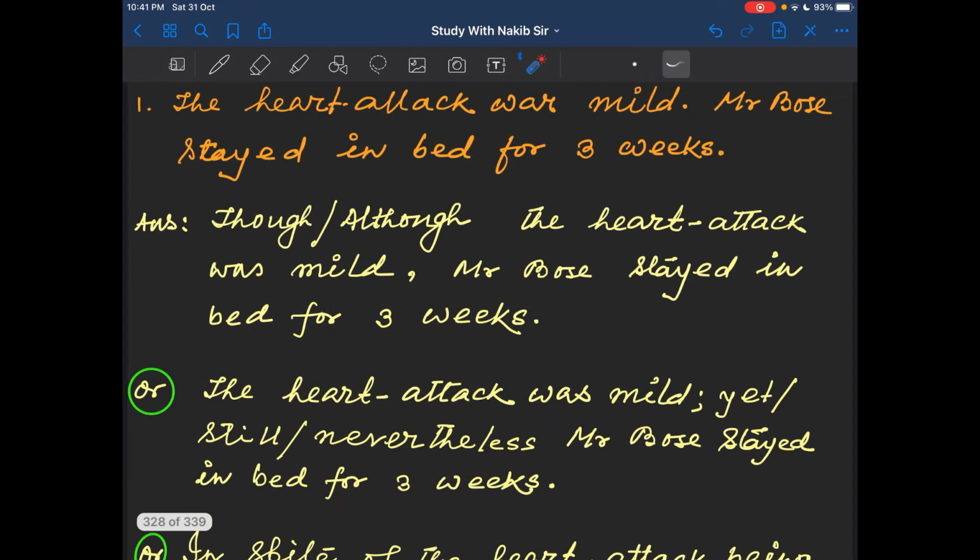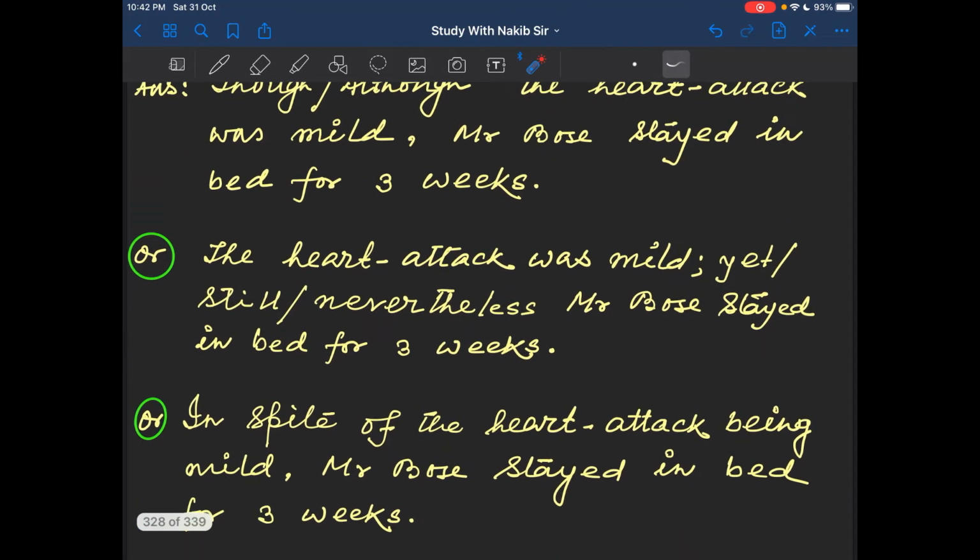Okay. Or you may do another way by using yet, still, or nevertheless. The first one is a complex sentence and this one is going to be a compound sentence. See, the heart attack was mild, semicolon, yet, or still, or nevertheless, Mr. Bose stayed in bed for 3 weeks. This is your second answer.